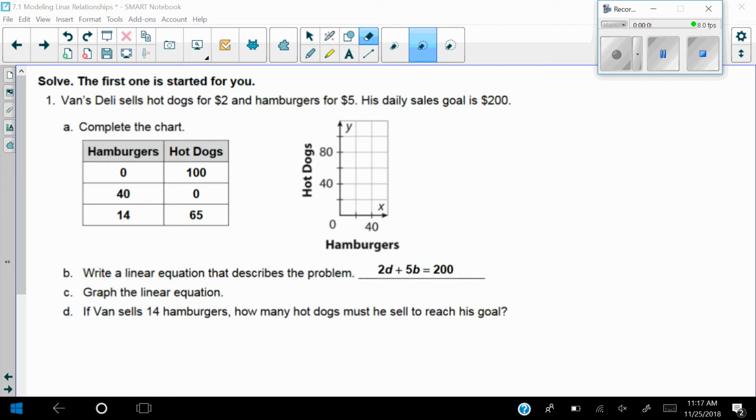And what we want to do with these problems is take a look at the word problem. We want to write the equation, fill out the chart, graph the function, answer any other questions. So let's take a look at the first example.